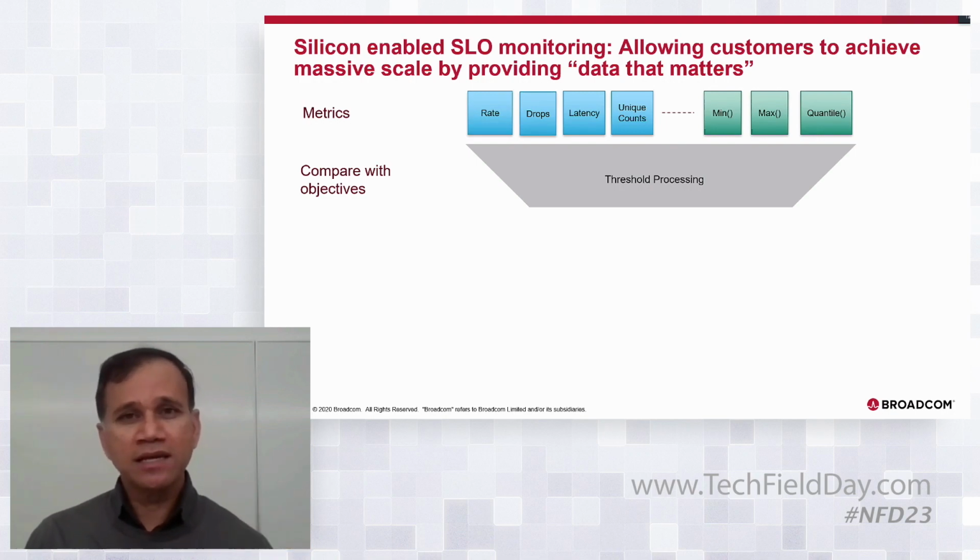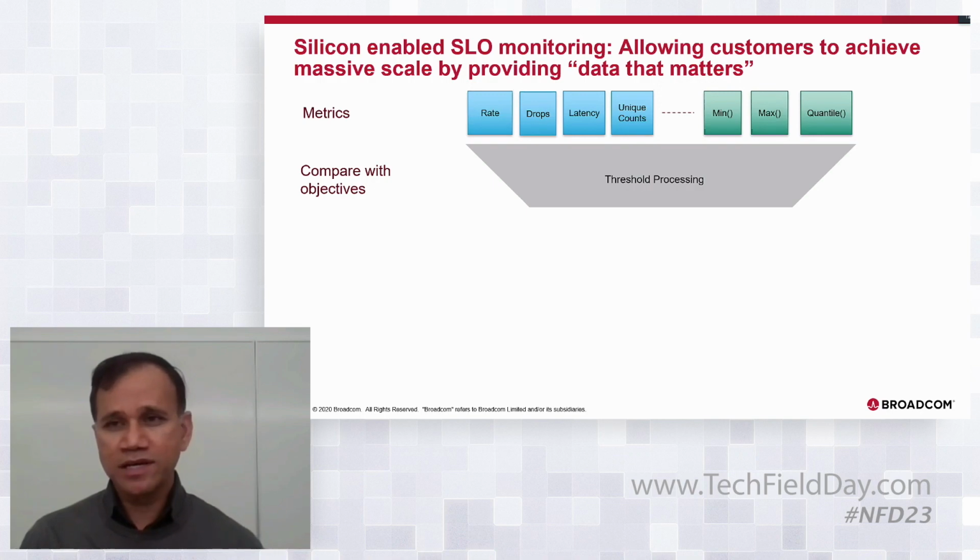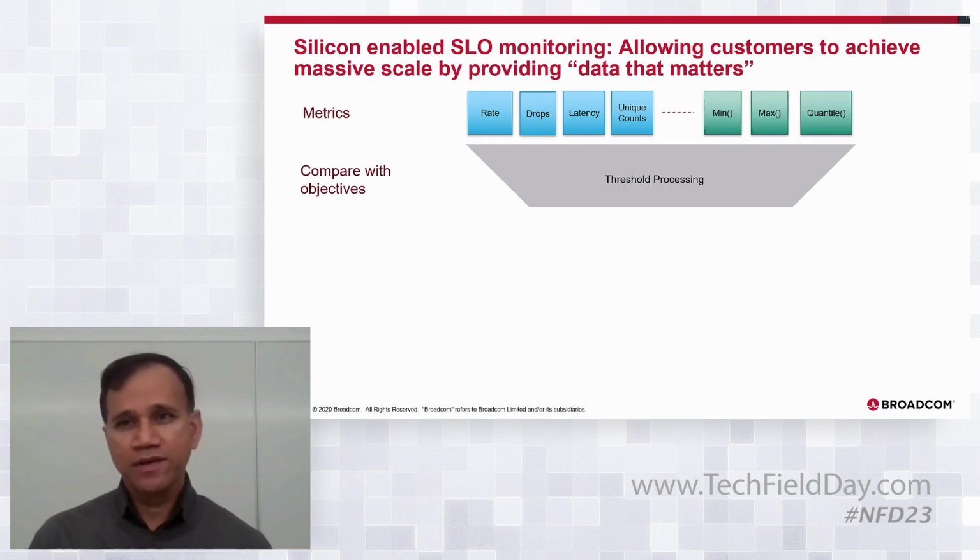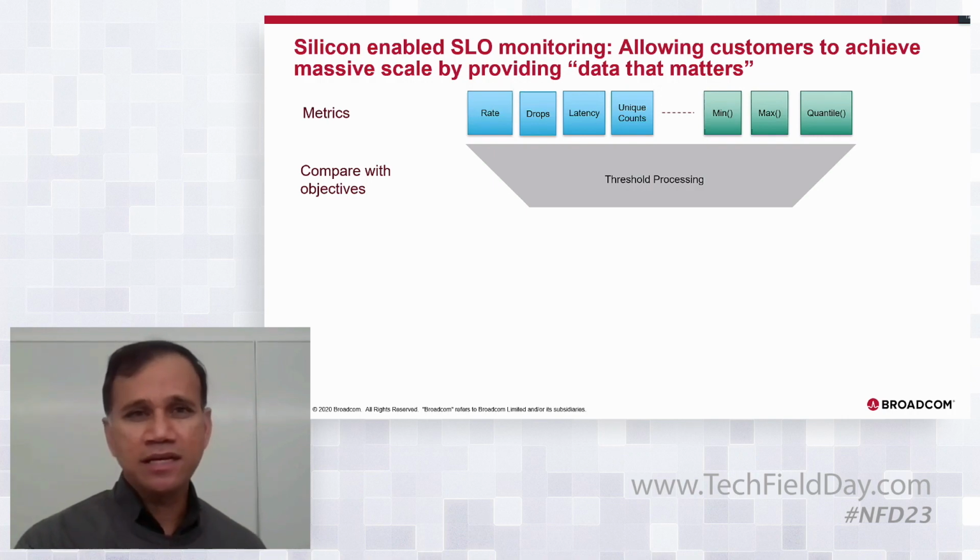So the first thing we do in the silicon is threshold processing. Software can come and configure the thresholds for the various different applications. These are all again per application. Here are the thresholds for various different applications, and this is what you monitor for me. So the threshold processing happens in the silicon.